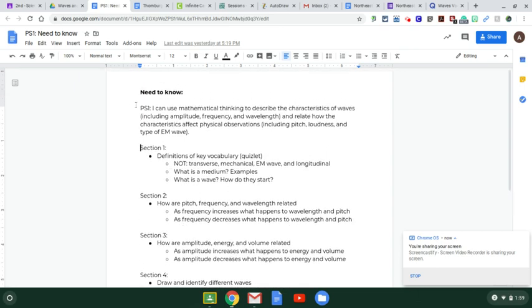First, let's go over what the standard actually reads. It says, PS1, I can use mathematical thinking to describe the characteristics of waves, including amplitude, frequency, and wavelength, and relate how the characteristics affect physical observations, including pitch, loudness, and type of EM wave.